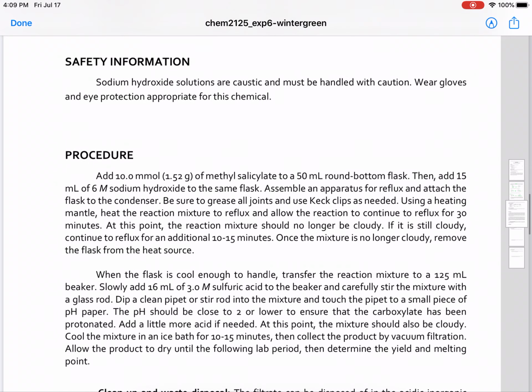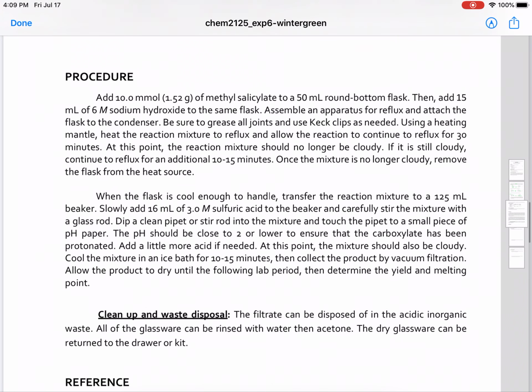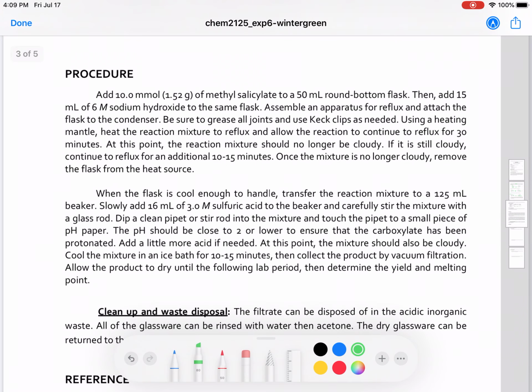So how are we going to perform the experiment? You can watch the virtual video, and it will show you how to perform the experiment. You're going to be adding 10 millimoles, which is 1.52 grams of methyl salicylate, to a 50 milliliter round bottom flask, and then you're going to add sodium hydroxide, about 15 milliliters of 6 molar sodium hydroxide, and then you will reflux this for about 30 minutes.